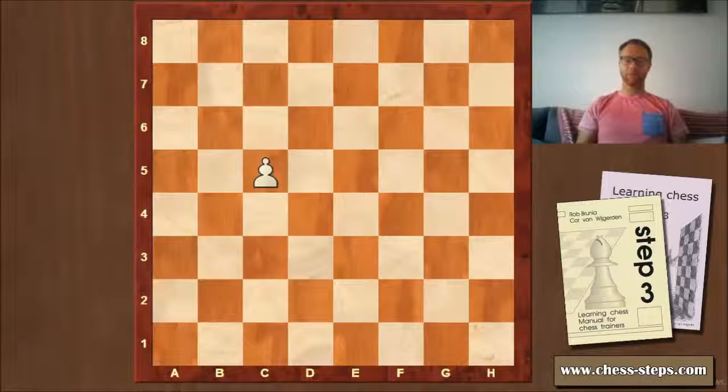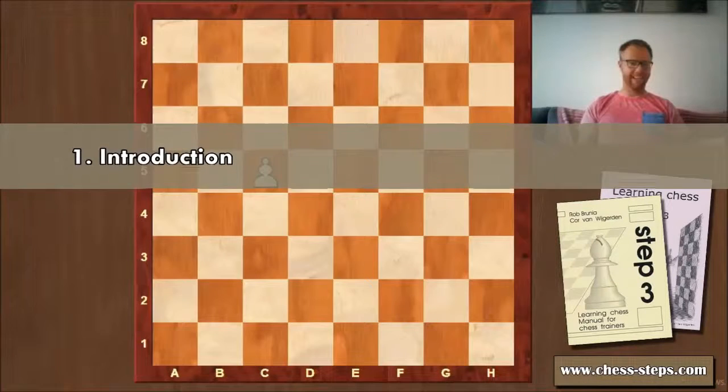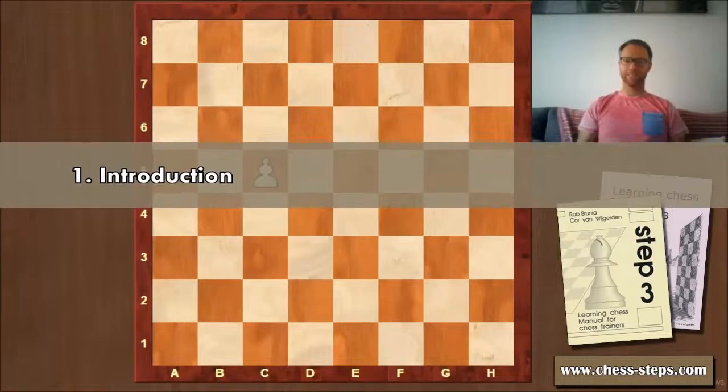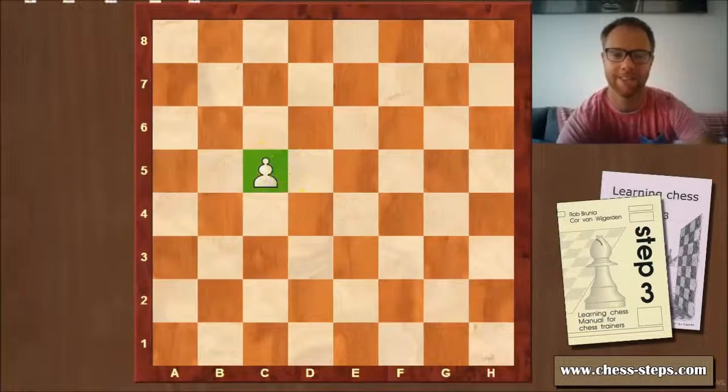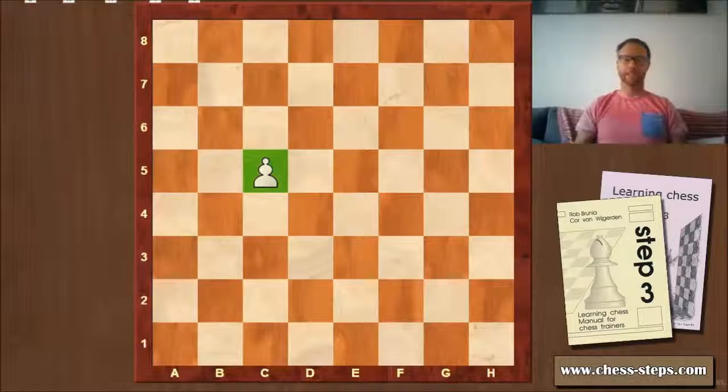Today's lesson is about the square of the pawn, and I'm not referring to the square c5 in which the pawn in this position is on, because that's not a particularly interesting square, but I'm referring to an endgame concept that will save you a lot of time thinking and calculating during your game, but you will understand soon enough.